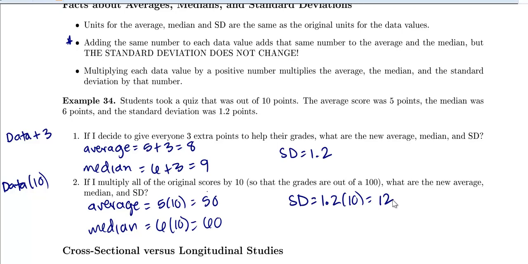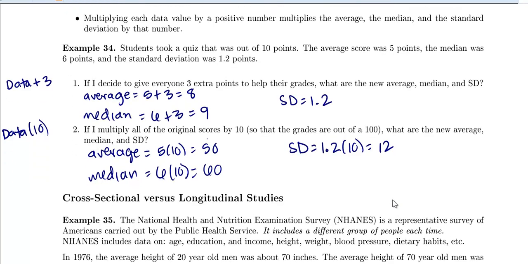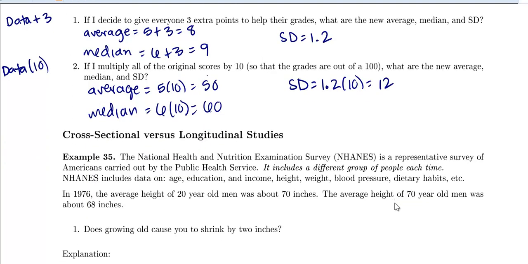And finally, this is slightly off topic, I feel, but we're going to talk about cross-sectional versus longitudinal studies. They have this study that's a representative survey of Americans carried out by the Public Health Service, and note it includes a different group of people each time. It includes data on age, education, income, height, weight, blood pressure, etc. In 1976, the average height of a 20-year-old man was about 70 inches. The average height of a 70-year-old man was about 68 inches. So the question is, does growing old cause you to shrink by 2 inches?